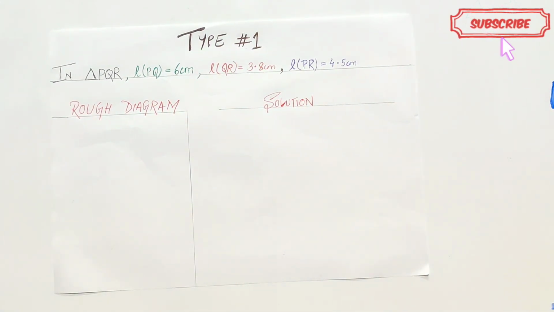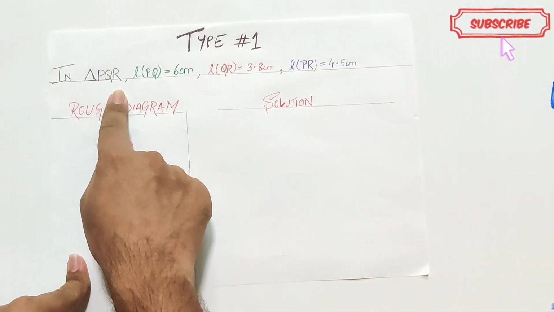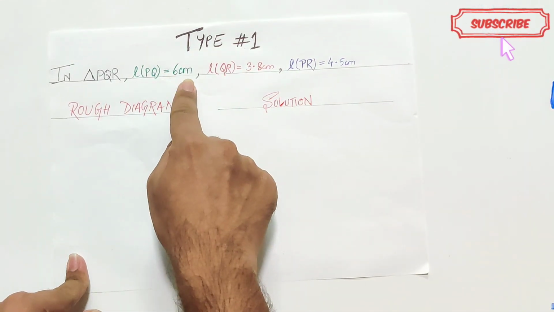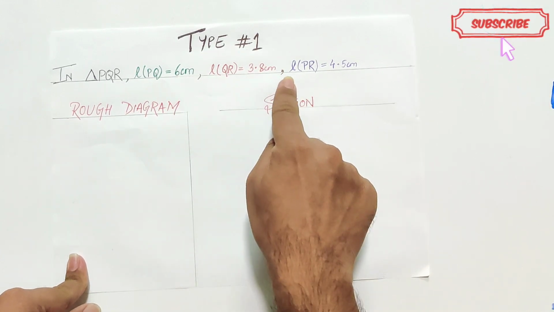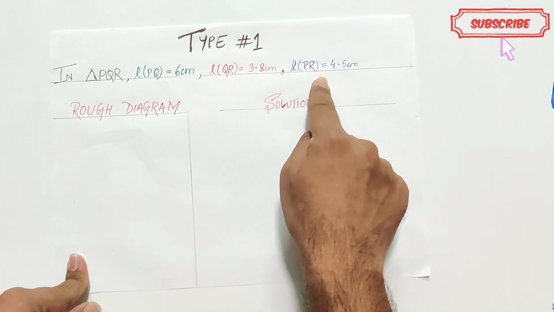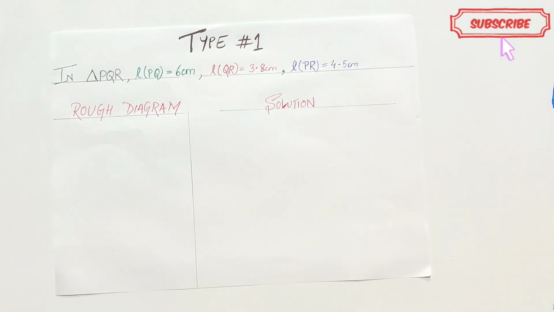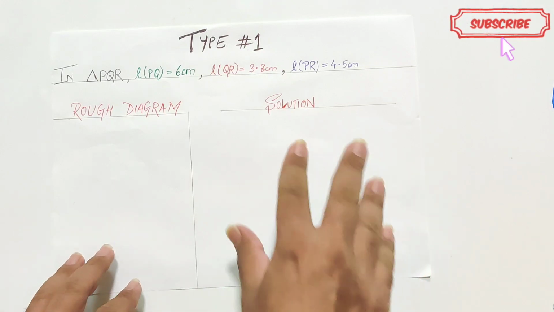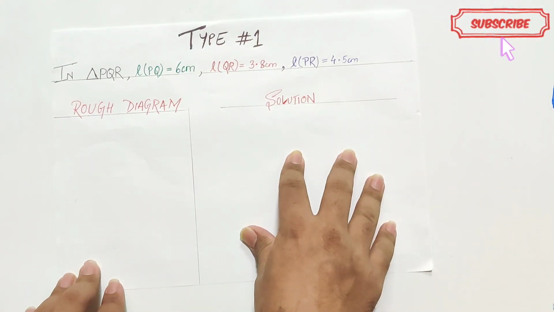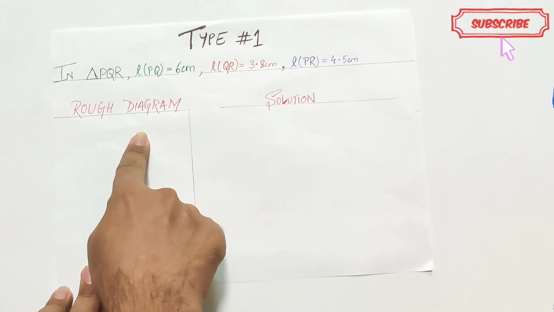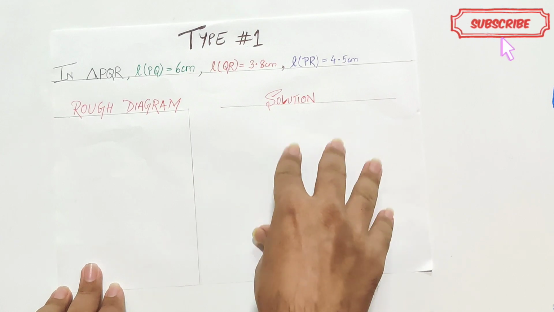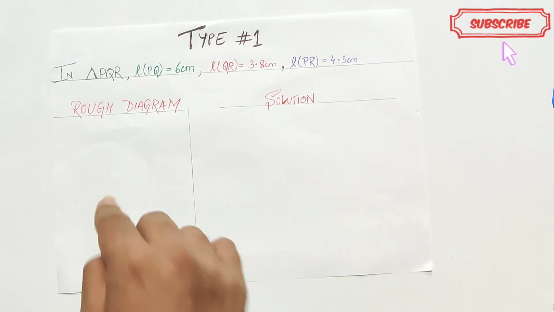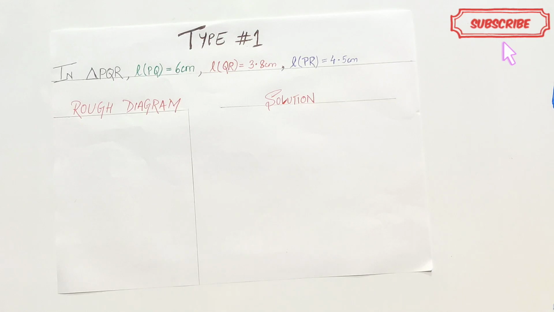Let's read the question. In triangle PQR, length of PQ is equal to 6 cm, length of QR is equal to 3.8 cm, and length of PR is equal to 4.5 cm. Whenever we start drawing the main solution, before that what we need to draw is the rough diagram to get an exact idea how the main solution would be looking. So let's just start making the rough diagram of the given question.